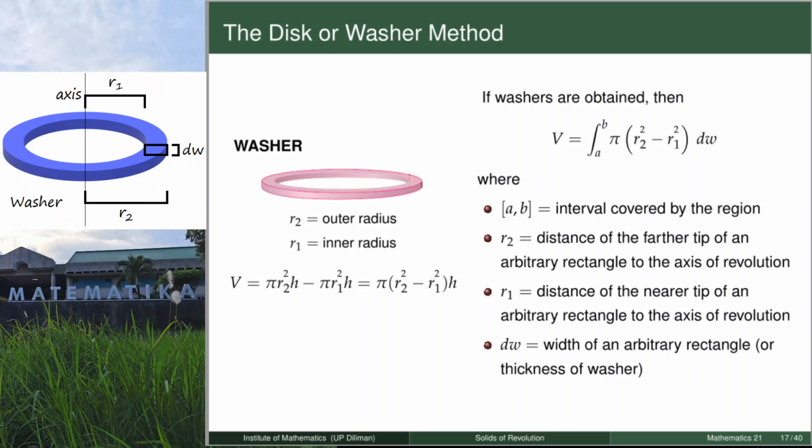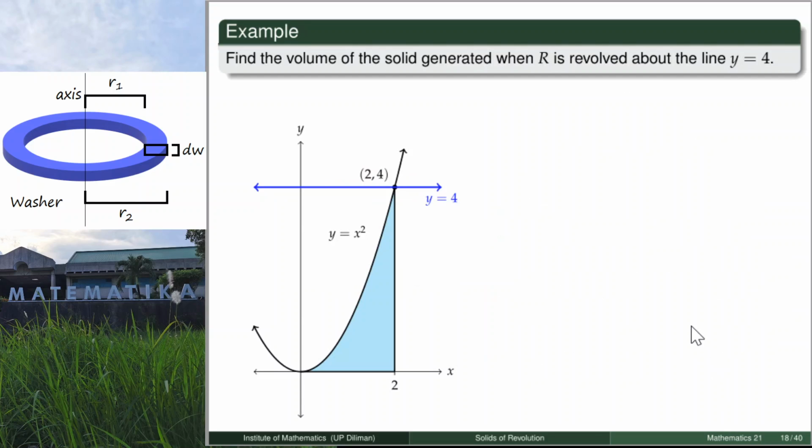So again, we just follow the same tips, but this time it's just a different formula because now we have the formula for a washer. So let's have an example. How do we use the method of disks or washers here? So again, if the axis is horizontal, then we must use rectangles that are perpendicular. So meaning, rectangle must be vertical. Okay? Next, do we get a disk or a washer in this case?